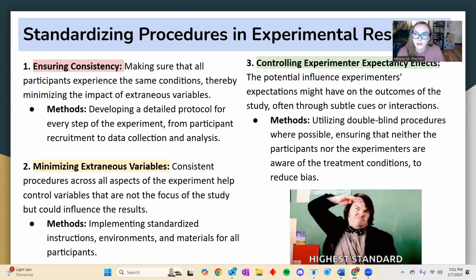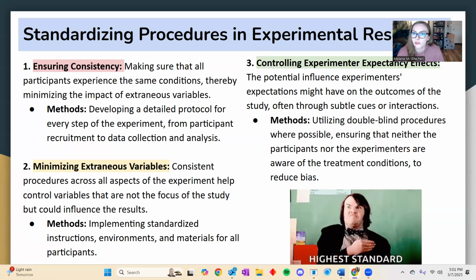We've already talked about that. We talked about controlling for experimenter expectancies as well. So again, this is where we use these blinding procedures.